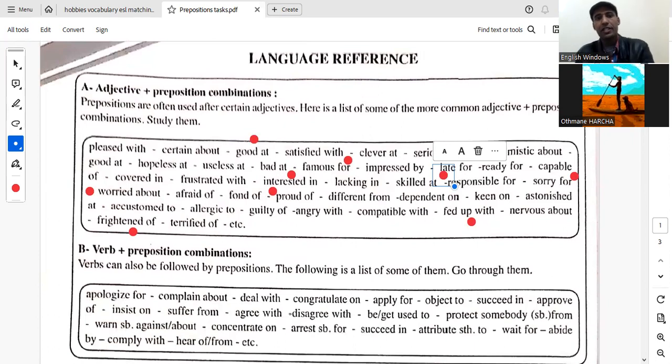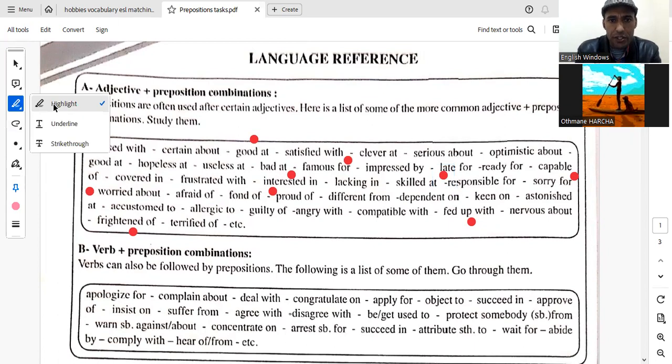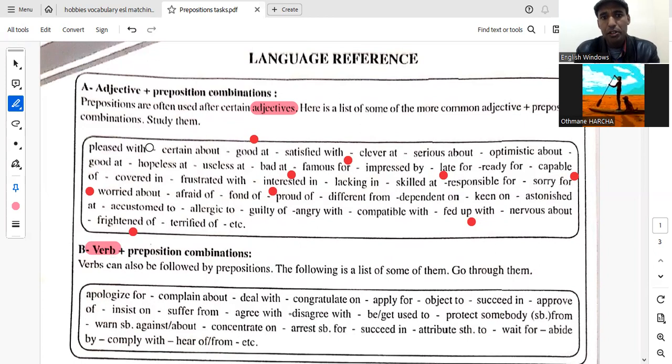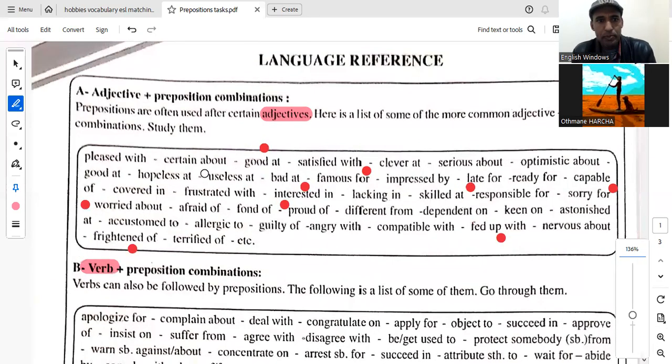We have a language reference here. So prepositions, what are they? They are often used after certain adjectives, and sometimes after certain verbs. Not just adjectives. There might be an adjective plus a preposition, or a verb plus a certain preposition. Example. Let's start with the adjectives here. The example we have here is pleased with.